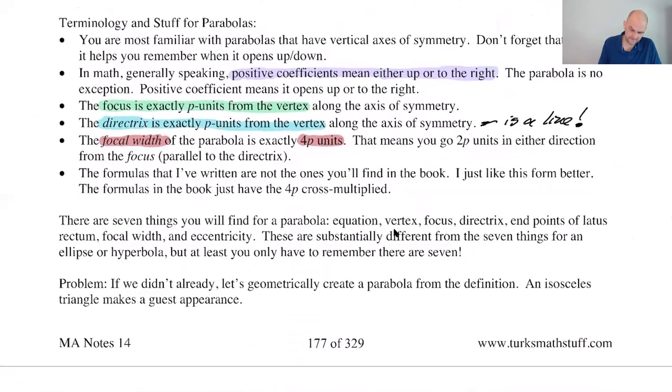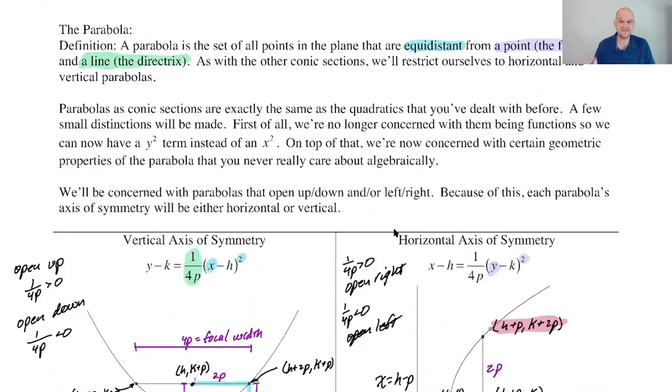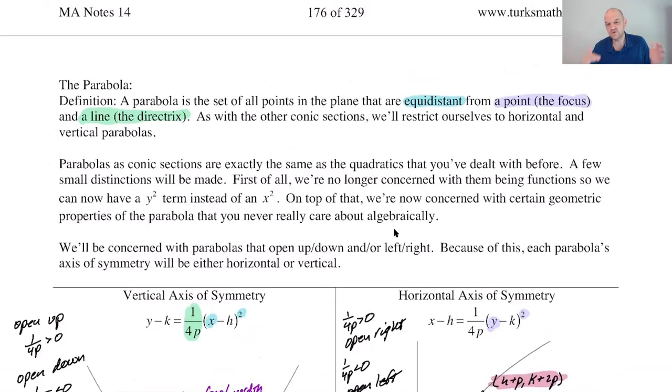So 7 things. This is the big deal. You're going to do equation, vertex, focus, directrix, endpoints of the latus rectum, the focal width, and the eccentricity. It's a very different set of things, because the directrix is new, the latus rectum is new, there was no focal width before, eccentricity is still there, but you haven't memorized it. So parabola: the set of all points in a plane that are equidistant from a point and a line. It has definitely the most different definition of all of them, but I'm going to come back in the next page, do some problems. So I will see you there.